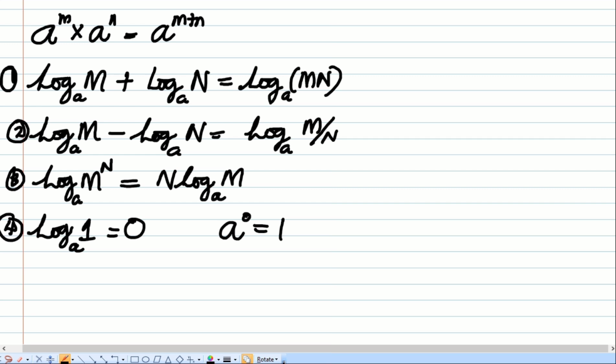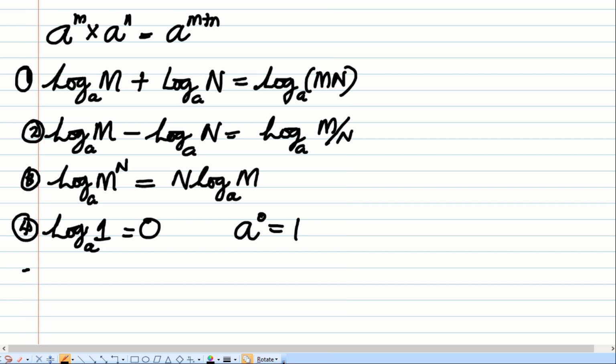It's always simple. If you know the laws of indices, just switch it and you get the laws of logarithms. The next one, which is the fifth one, is the logarithm of a number to its own base. So log base a of a is always going to be equal to 1. If you change this to the index form, it makes sense because a raised to power 1 is equal to a. So anytime you have the logarithm of a number to its own base, the answer is going to be 1.